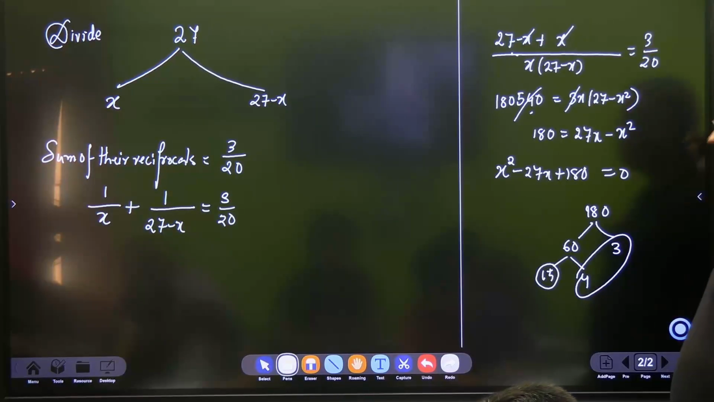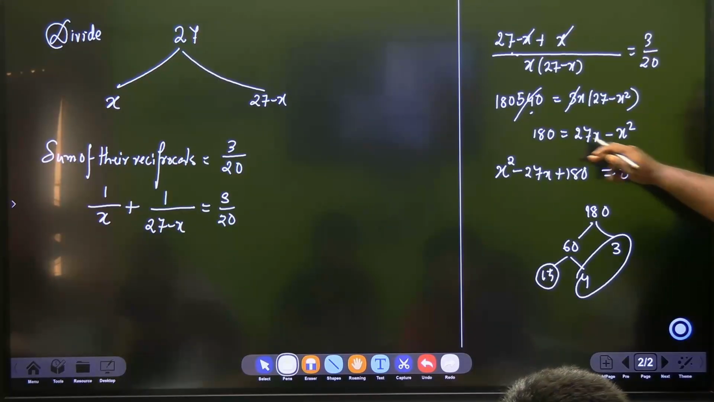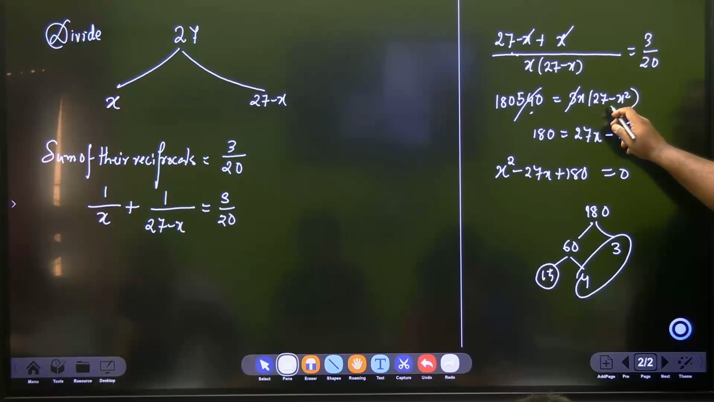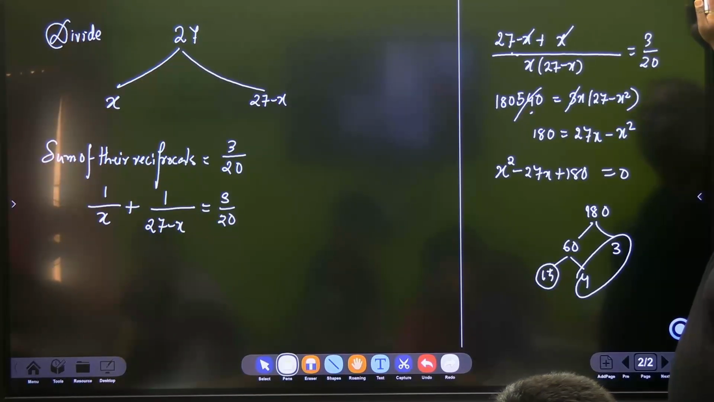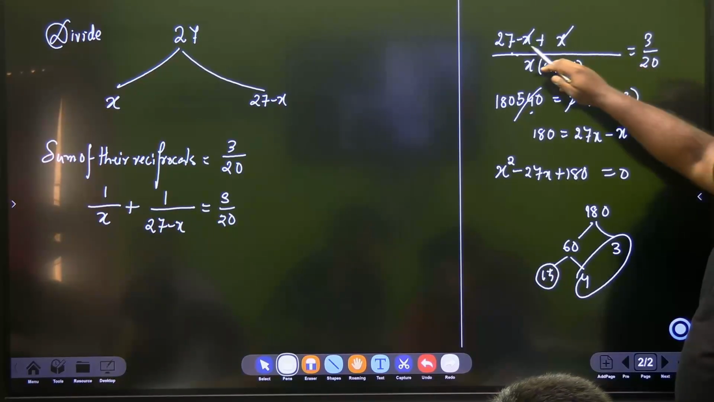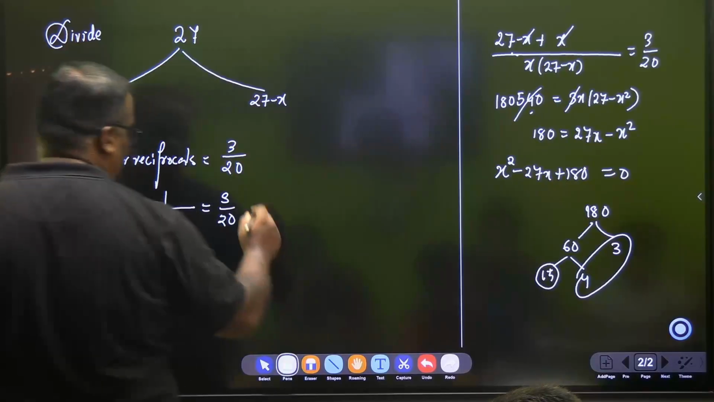Shreya, understood this one, how to decode? In the second line... Okay, so this one or this one, right? Okay. 27 minus x plus x. Look, let me solve it here.